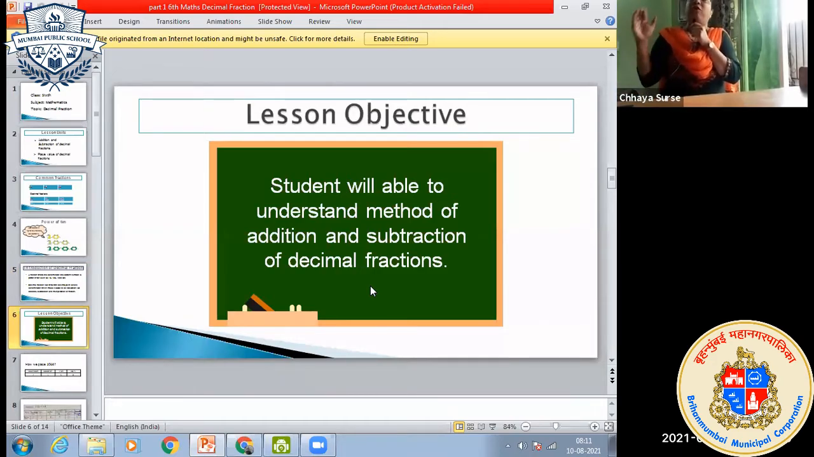Decimal fractions and common fractions. All of you understood? Hello students. Understood, all of you? The difference between decimal fraction and common fraction.